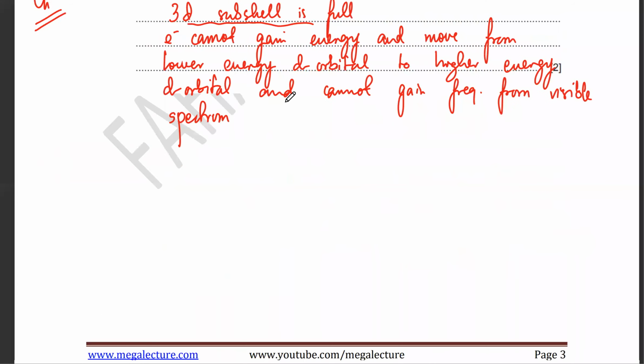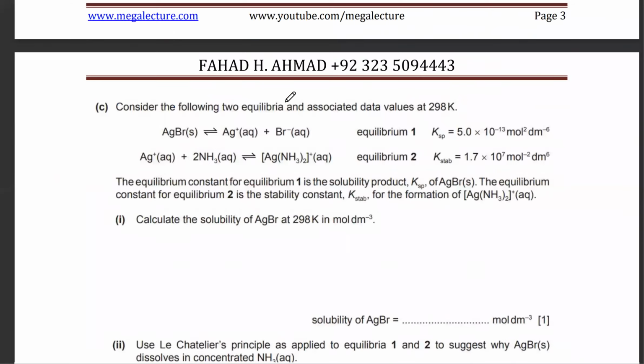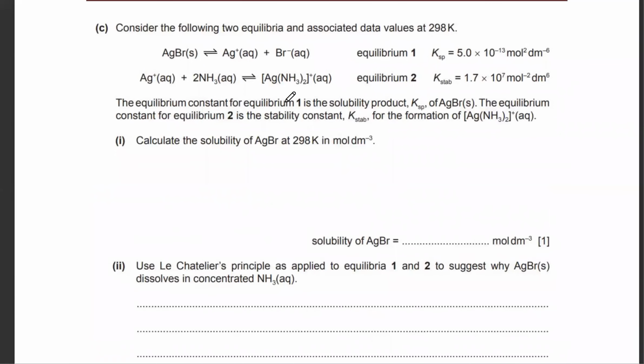So now the next one is probably about Ligand Exchange. They've got KSP as well. The equilibrium constant for equilibrium 1 is the solubility product of AgBr. The equilibrium constant for equilibrium 2 is the stability constant for the formation of Ag(NH3)2+. Calculate the solubility of AgBr at 298 Kelvin in mol per dm cubed.